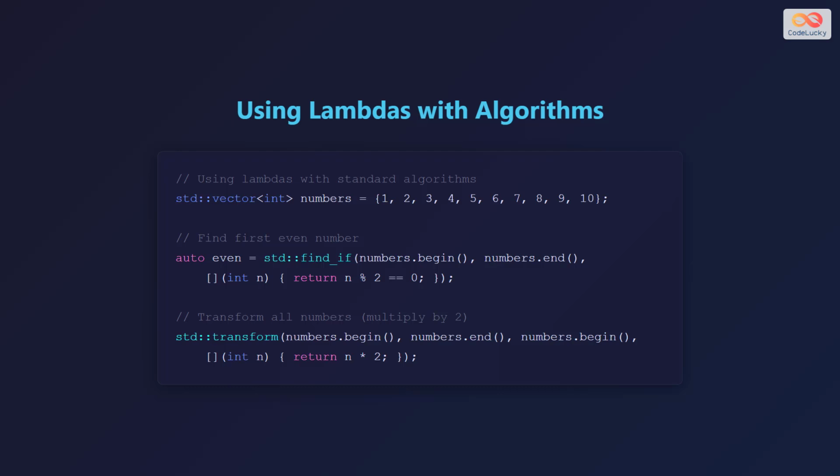To transform all numbers in the vector by multiplying each by 2, we use the standard transform algorithm with a lambda expression. The lambda takes an integer n as input and returns n times 2.